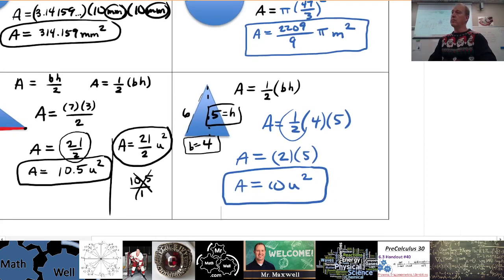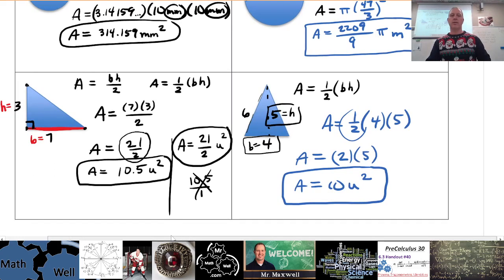Yes, volume is cubed units. That's exactly right, cubed, so to the power of 3. Length is just to the power of 1. Area is to the power of 2. And volume is to the power of 3, because we do length times width times a third dimension, height, to get volume. So that's why it's cubed. Very good.